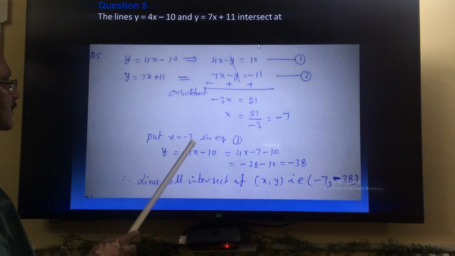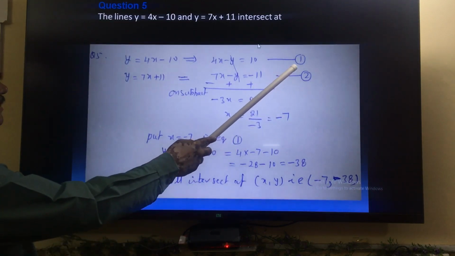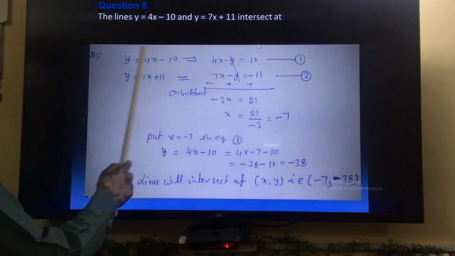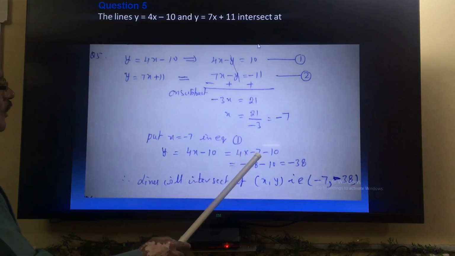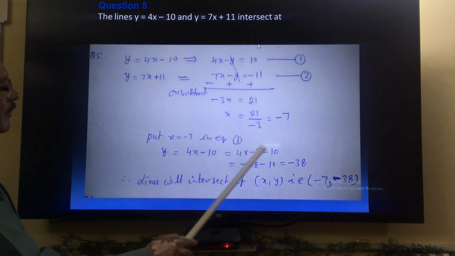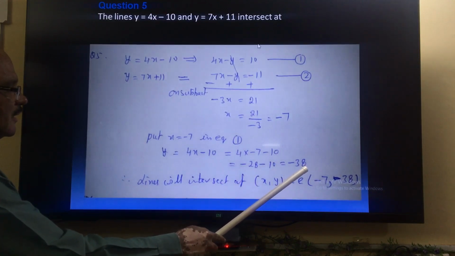Now this value of x is equal to -7, we will put in equation number 1. Equation number 1 is this. So we will get y is equal to 4x minus 10. So 4 into, in place of x, -7, minus 10. So minus 28 minus 10, this will give us -38.